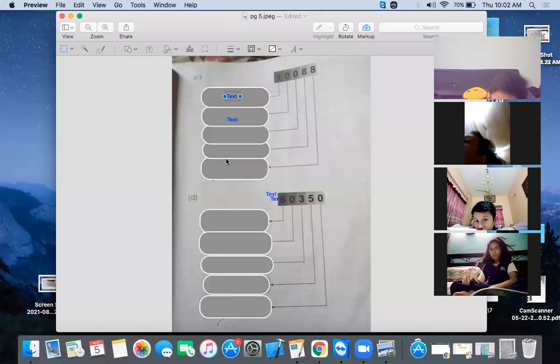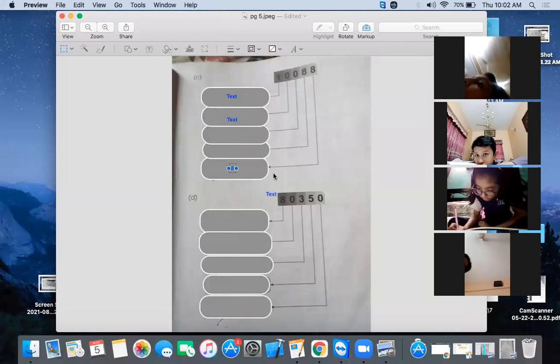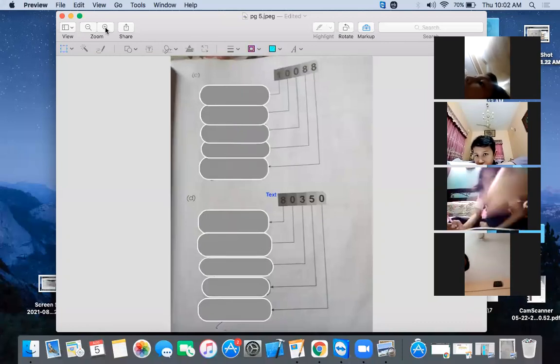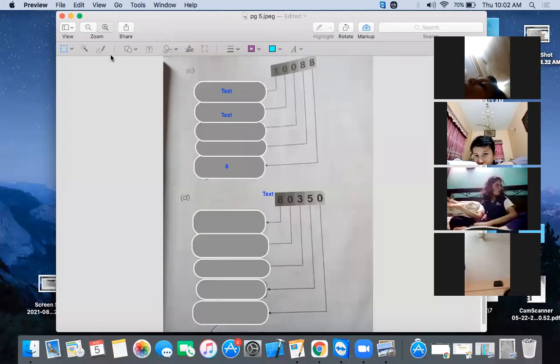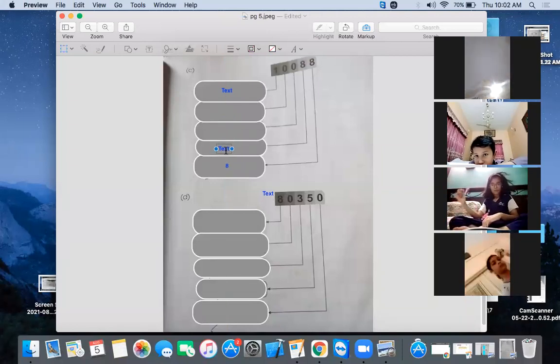The place value of 8 is 1. So just write only once. Okay. What is the place value of the second 8? It is 10s. Very good. So just write 10s over here.